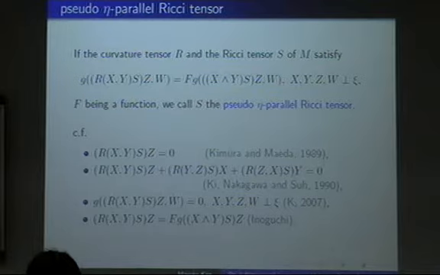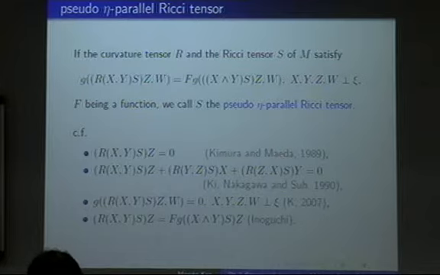So, in the next section, this is my current interest and joint work with Professor Inoguchi. If the curvature tensor field R and the Ricci tensor S satisfy this condition, we call S the pseudo eta-parallel Ricci tensor, which is related to the early result.